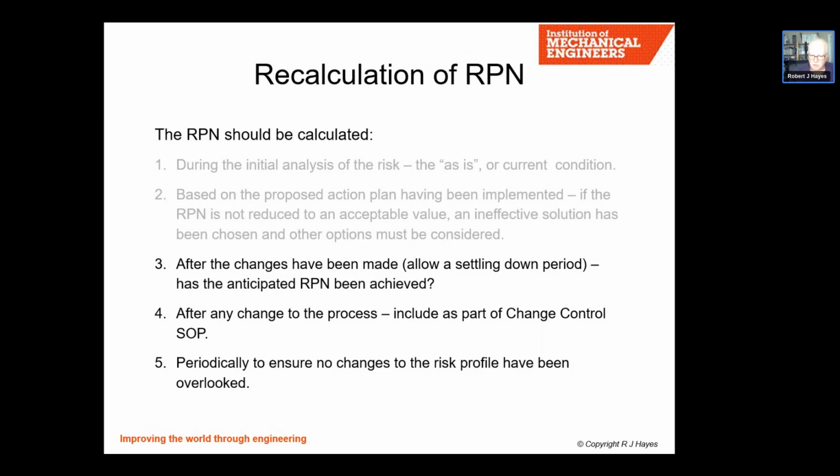Obviously, change control must be introduced for the SOPs, and then periodically we come back to our process and say, well, we've made a change, we anticipated that score, we achieved that score. 6 months, a year later, are we still achieving that score? And again, if we're not, we need to know why and need to do something about it.